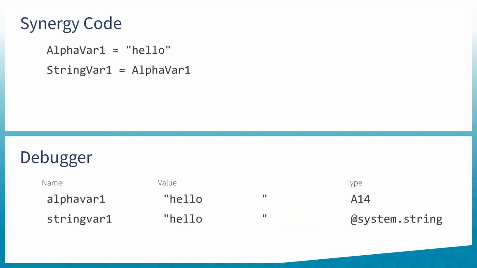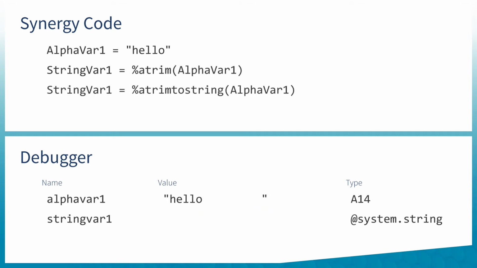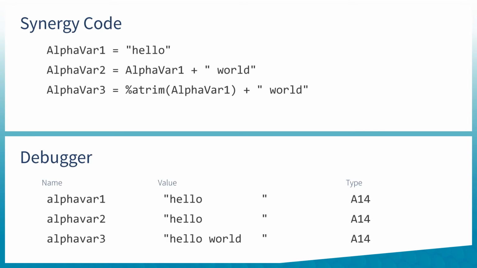On the other hand, an alpha field can have padding spaces if the data isn't long enough to fill the field. If you assign a value from an alpha field to a string variable, the string may contain unnecessary spaces. You can avoid this by using the atrim or atrim_to_string functions, which trim off any trailing spaces. Atrim can also be useful if you want to concatenate multiple alpha values. Otherwise, the extra spaces might get in the way.